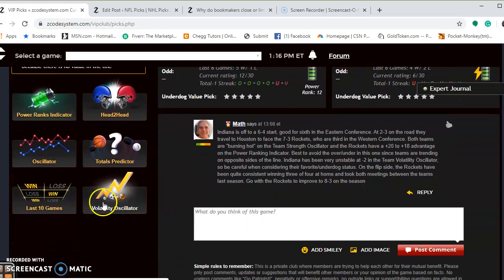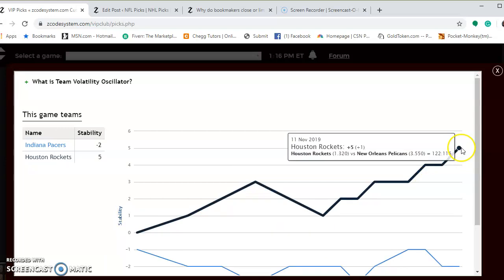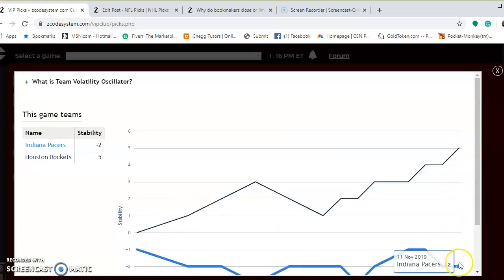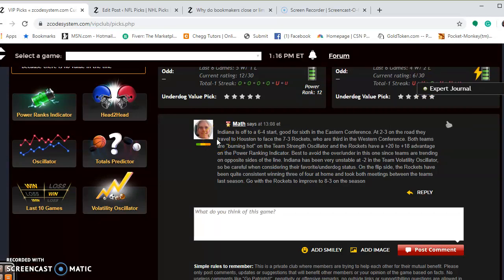Let's take a look at the volatility oscillator. Which team is the most stable? We can see Houston is plus 5. Indiana minus 2, so take note of that. That means they are not performing consistently according to their favorite underdog status, so take that with a grain of salt.